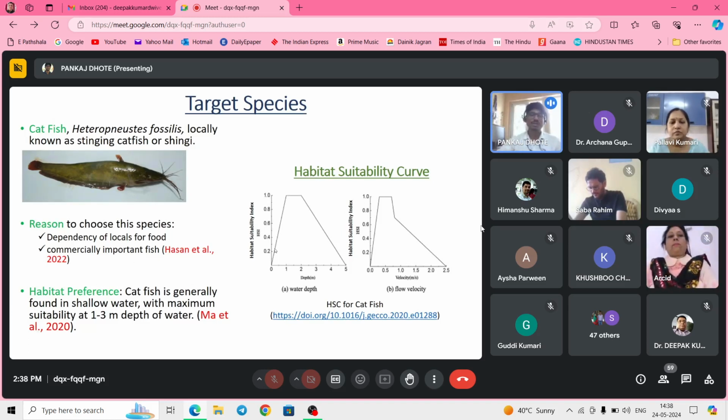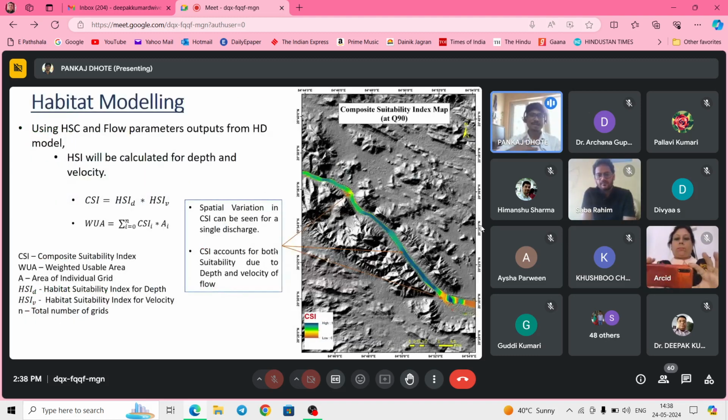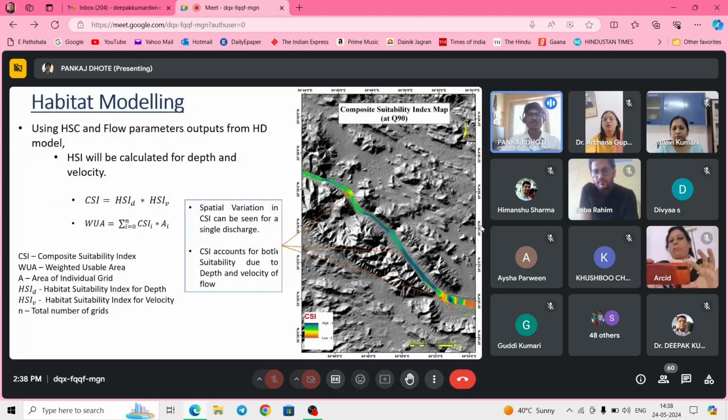Same case for the velocity. What is the velocity in that river, or the river current? It should be around 0.3 to 1 meter per second. If that is the case, catfish can stay there. If velocity is higher or lower than that, it will not work. So these are the habitat suitability curves that we use for this particular fish. Using these curves, you can fit them into the models, and then we can find out the suitability for the entire stretch.